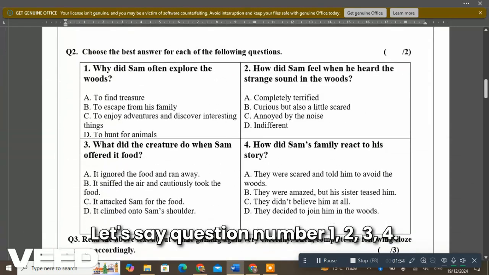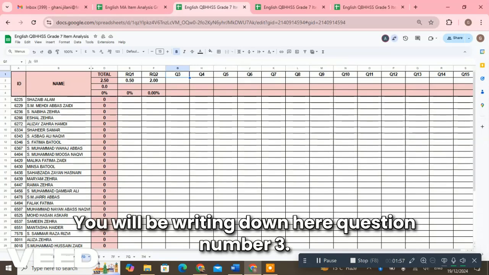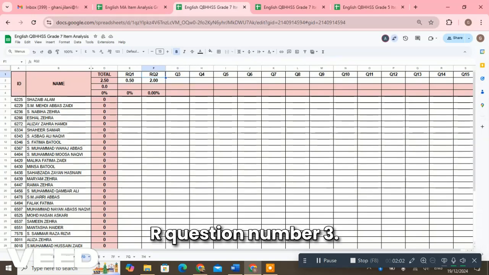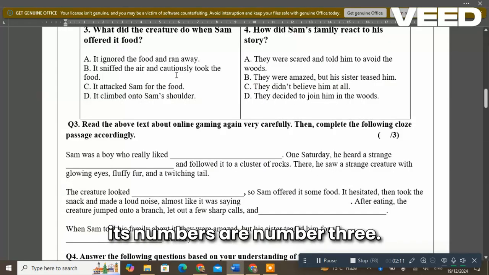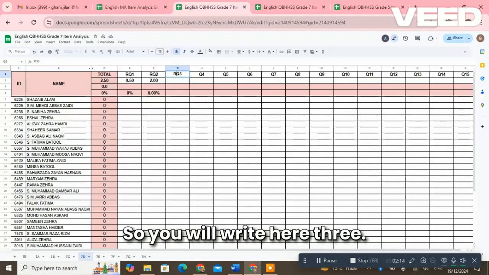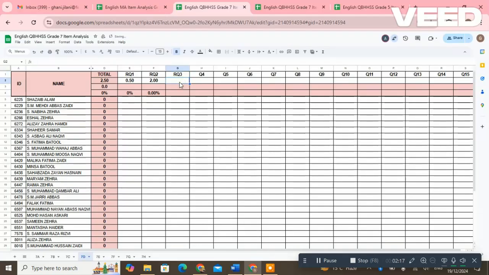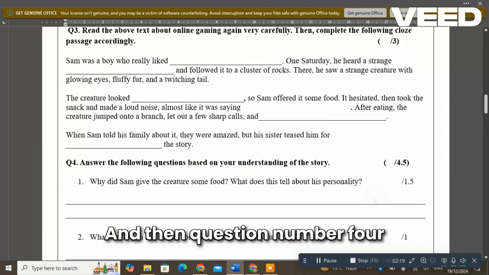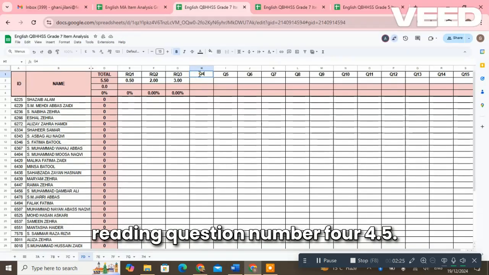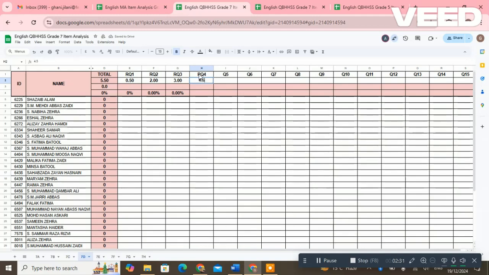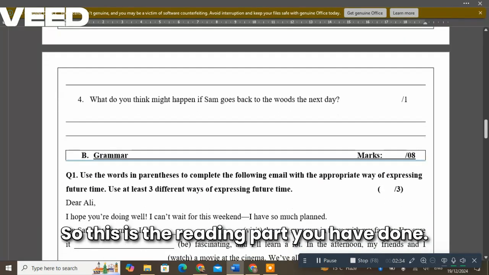Let's say question number 1, 2, 3, 4. So you will be writing down here R question number 3, and its marks are 3. So you will write here 3, and then question number 4, answer the following questions, 4.5. So you will be writing here reading question number 4, 4.5. So this is the reading part you have done.